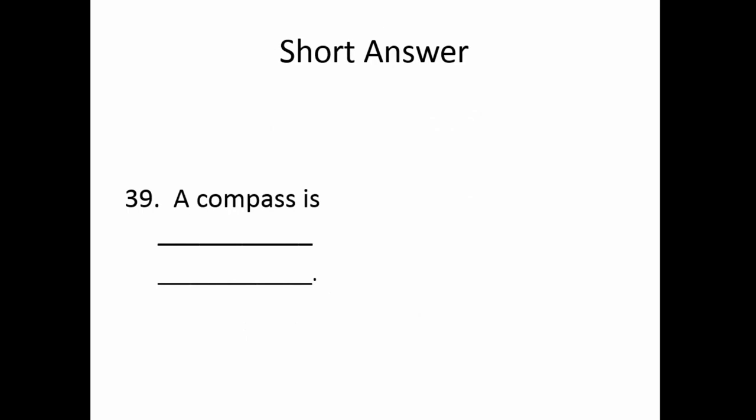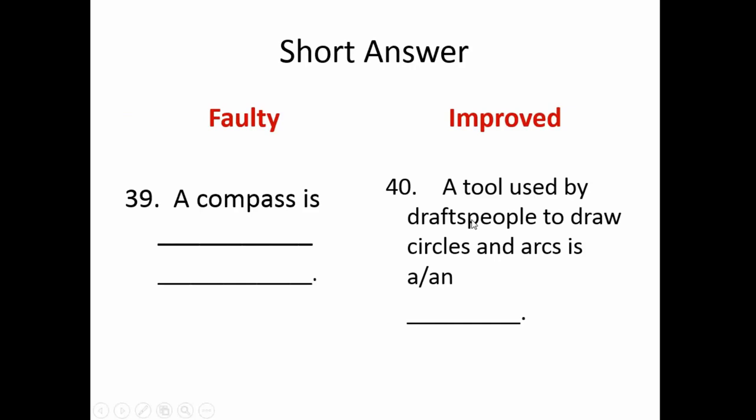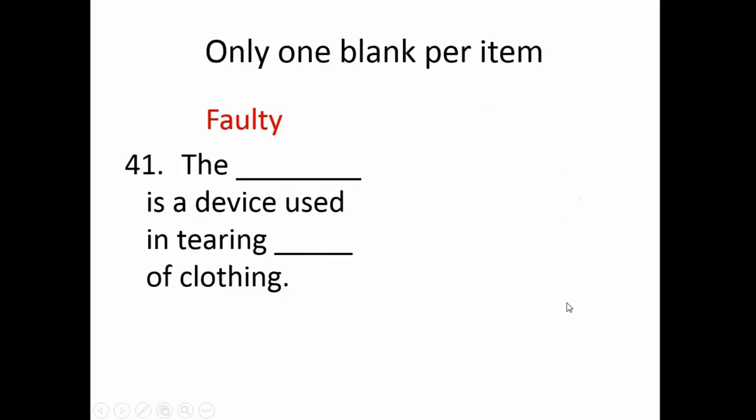So here's an example of a bad one: a compass is. There probably are books written on it, and we're asking students to write something. So the way that might improve this item is: a tool you address people to is so-and-so. And then this is where you see if they know the word compass.